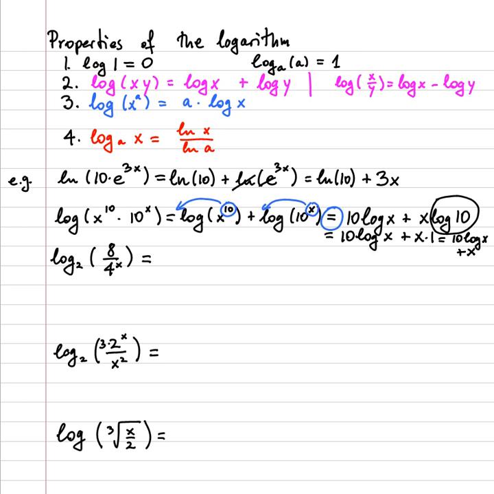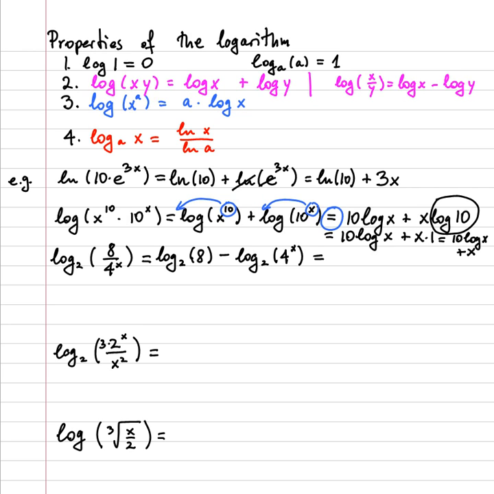Okay, so let's see the next problem. The next problem is not a product, it's a division. But every division is a product in disguise, and we will use this purple property again. If you see a division, it's the same as a product, but there is a minus sign here. So I will rewrite this problem as log base 2 of 8 minus log base 2 of 4 raised to x.